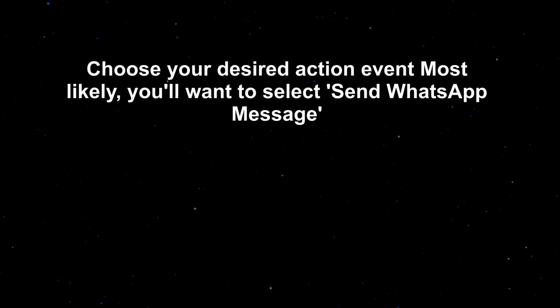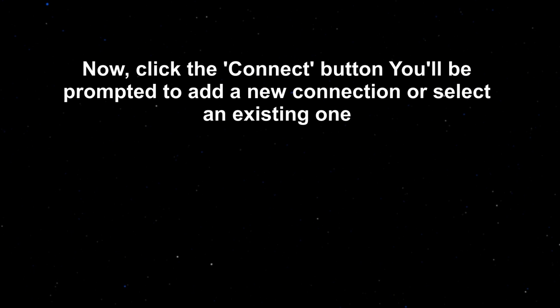Next, it's time to add the action, what we want to happen when the trigger is activated. Search for and select Aisensy. Choose your desired action event. Most likely, you'll want to select Send WhatsApp Message. Now, click the Connect button. You'll be prompted to add a new connection or select an existing one.